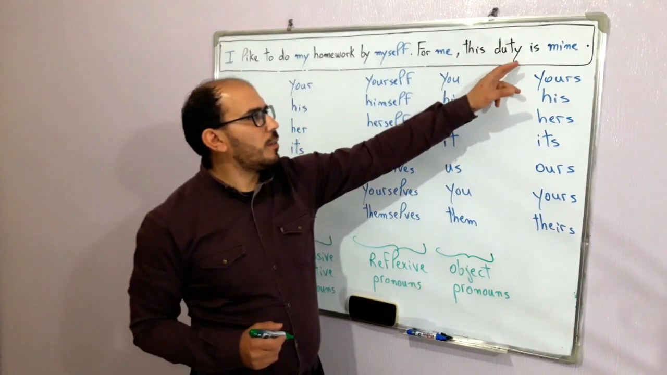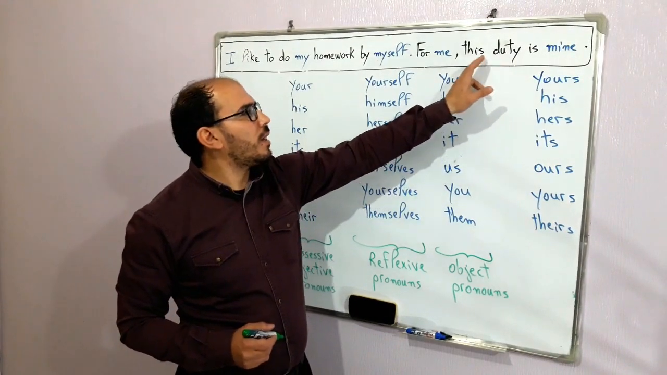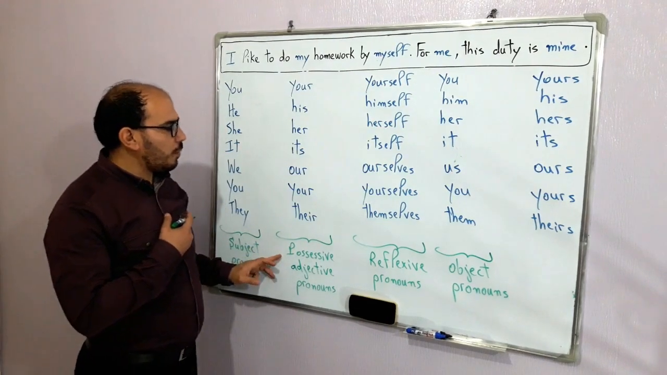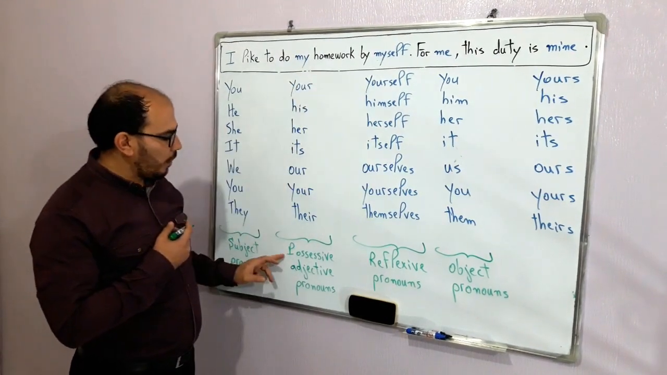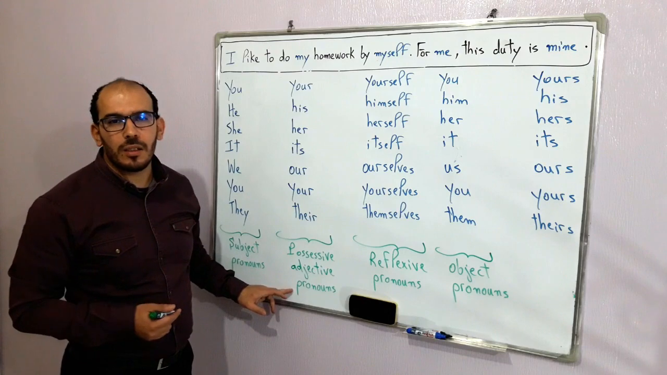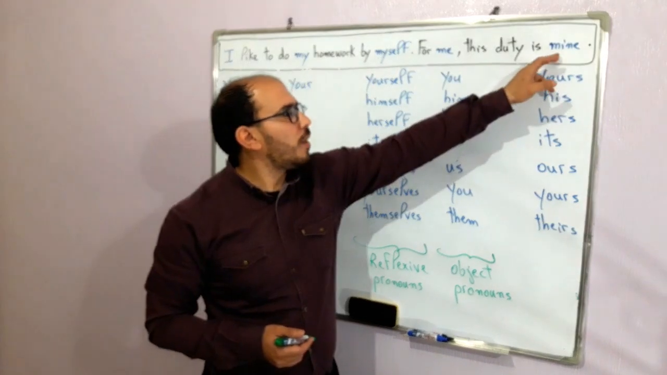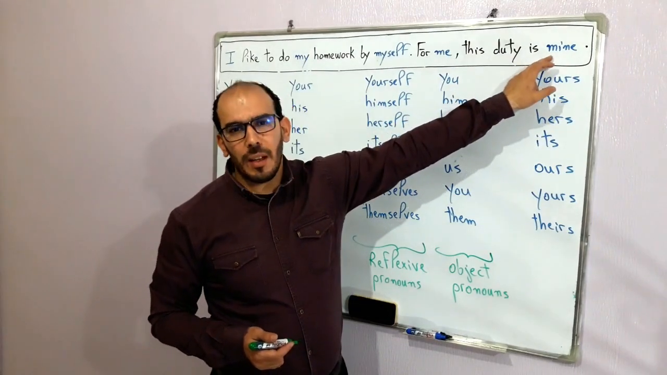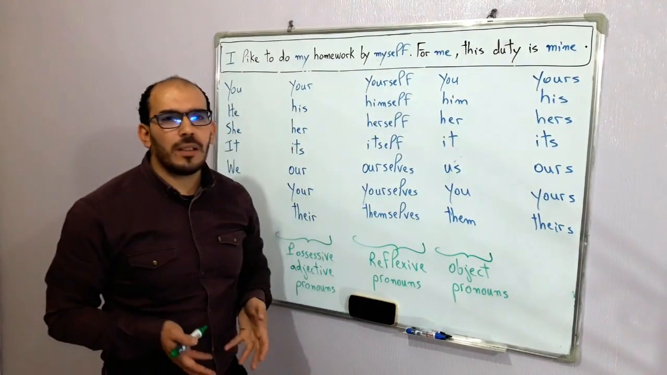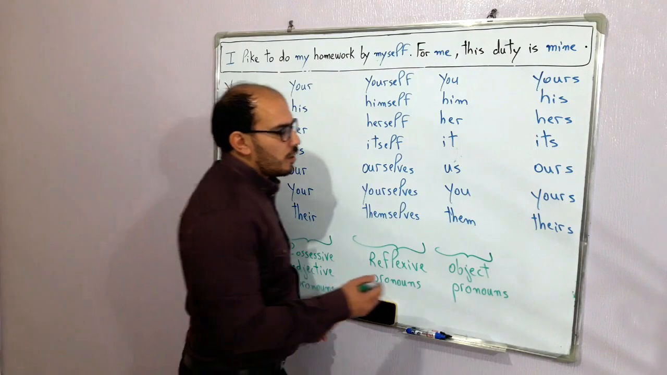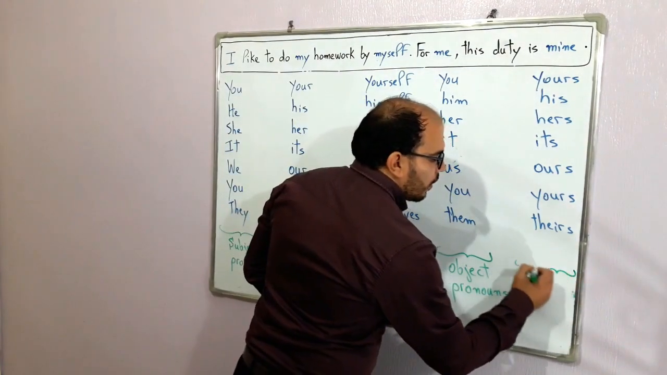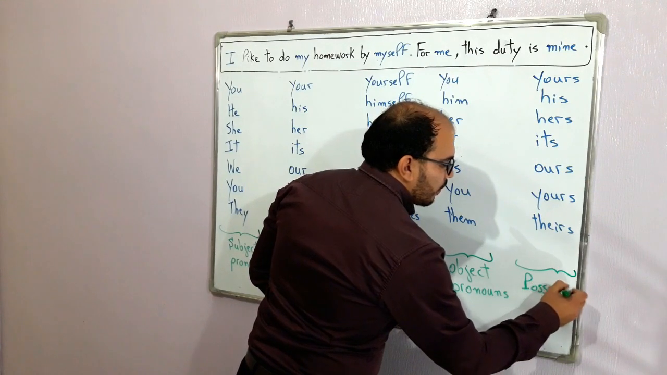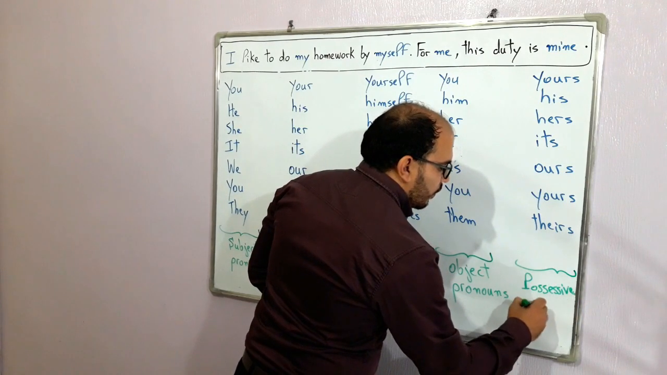In terms of the next, this duty is mine. So this sentence can be written in a different way. I can say this is my duty. And when I say this is my duty, at that time it becomes a possessive adjective pronoun. But in this case it's not followed by a noun, so we say this duty is mine. So in this case it expresses only the possession, so that's why we say that these pronouns are just possessive pronouns.